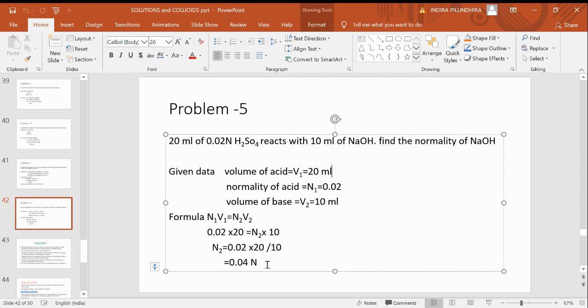Okay? So now we'll move to the next topic. With this, we have completed all the solved problems on normality. So now we'll move to the last topic of this chapter, solutions and colloids, that is colloids. Let's move to the next slide.